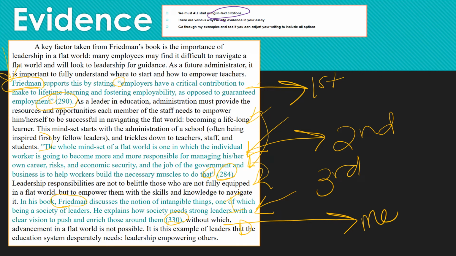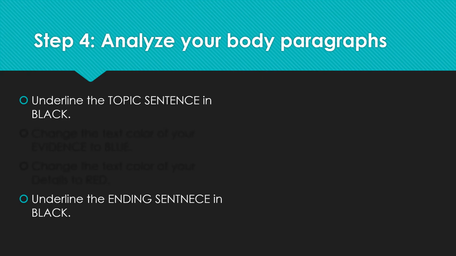Okay? These are different ways you can do evidence, and I want you guys to start using these different types. Don't just do for example, for example, for example. Learn how to incorporate evidence and details so that they flow so much better when we read. So now, analyze your body paragraphs. You should have at least 3, possibly 4.